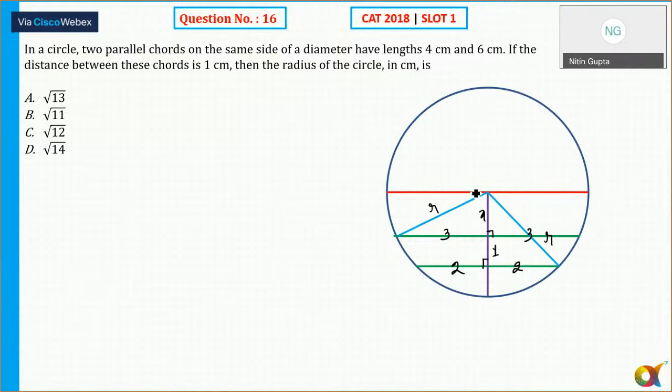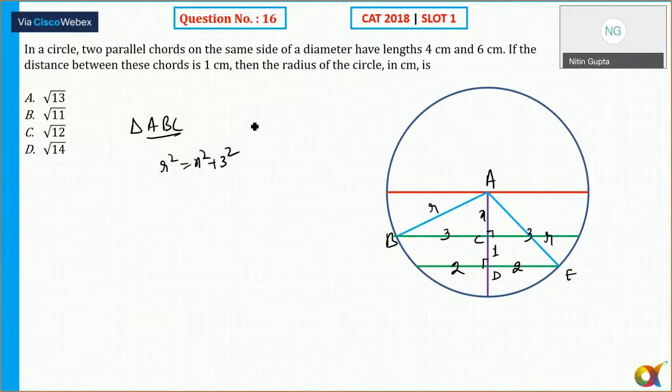Let's say this is point A, B, and C, and D and E. So in triangle ABC, right angle triangle, I can say R square is equal to X square plus 3 square. Okay, R square is equal to X square plus 3 square.